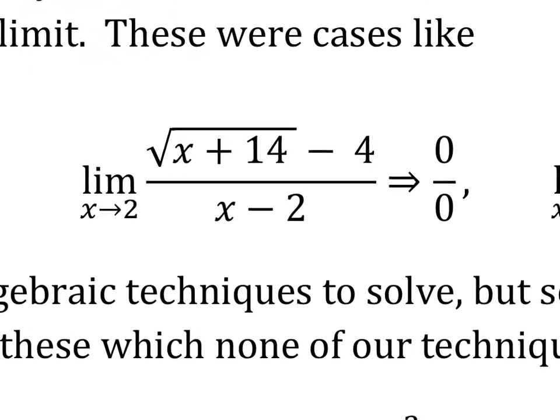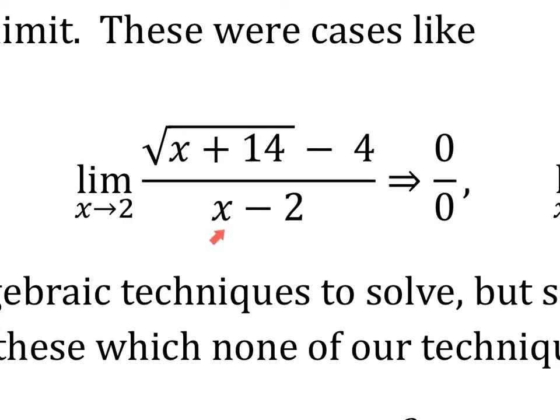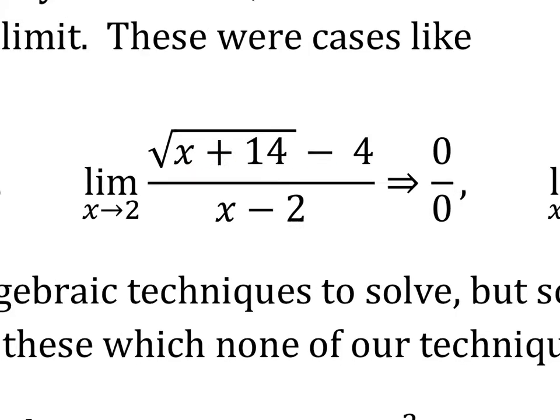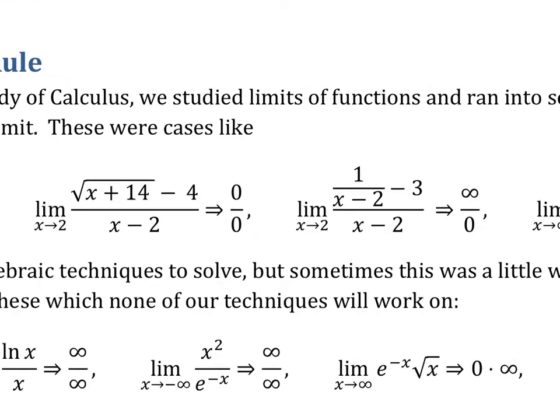Then we've seen limits like this one, where x is going to 2. We get 0 down here and 0 on top. Well, we have another way of dealing with that. We multiply by the conjugate of the top. Remember doing that? And then we rationalize the numerator.